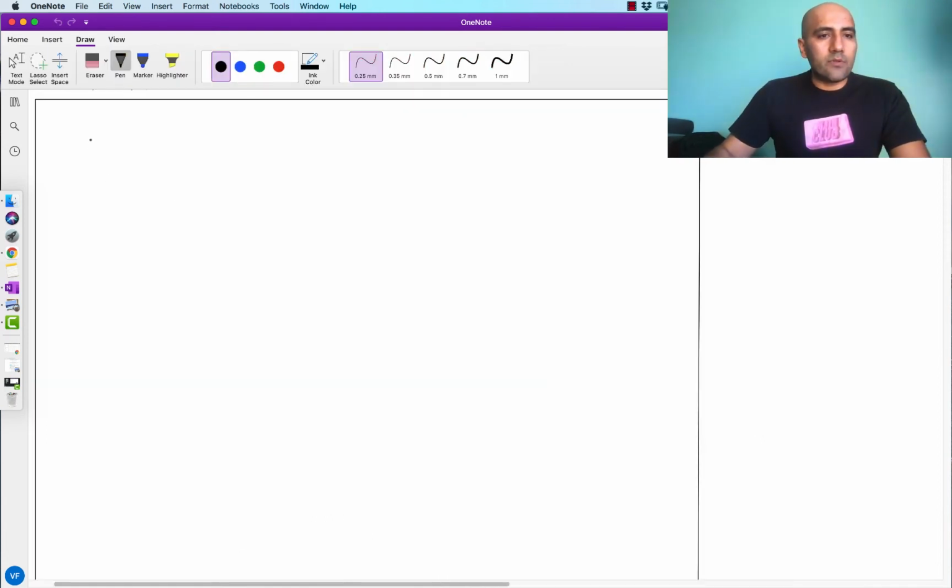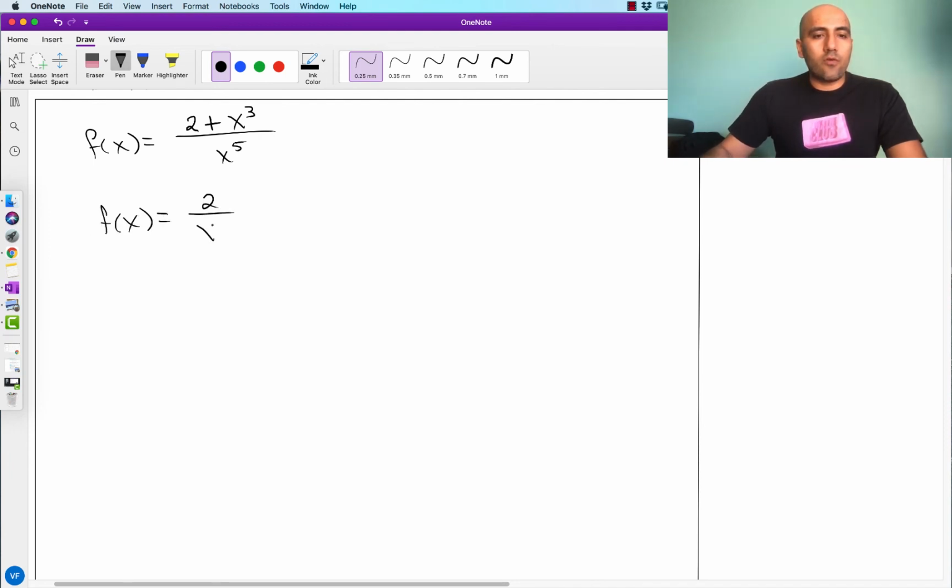Okay, one last example. Let's say f of x is given to be something like this. 2 plus x to the 3rd power all over, say, x to the 5th power. Say we're given something that looks like this. Something we could do is manipulate this first to separate it and end up with this. F of x equals 2 over x to the 5th power plus x to the 3rd all over x to the 5th power. Good.